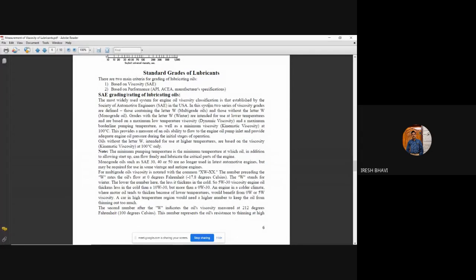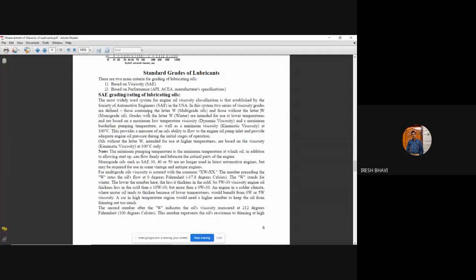In this system, two series of viscosity grades are defined: those containing the letter W and those without the letter W. Those containing the letter W are called multigrade oils, whereas those which do not contain the letter W are called monograde oils. Multigrade means what? Two grades of oils are mixed together, so that we'll get two different properties of the oil.